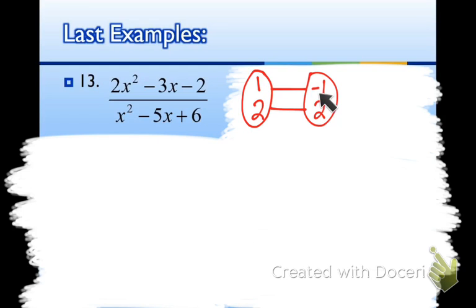1 times negative 1 is negative 1. 2 times 2 is 4. And when I combine those, I get a 3. If you combine a negative 1 with a 4, it's kind of like adding them. Combine them, you get a 3.